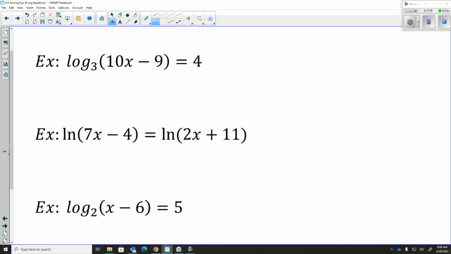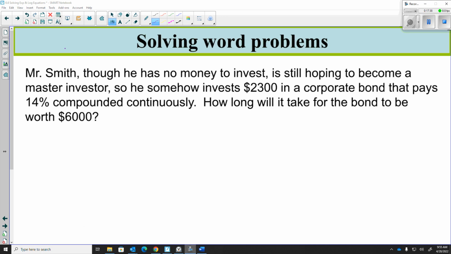Here we go. Mr. Smith, though he has no money to invest, is still hoping to become a master investor. So I somehow invest $2,300 in a corporate bond that pays 14% compounded continuously. How long will it take for the bond to be worth $6,000?